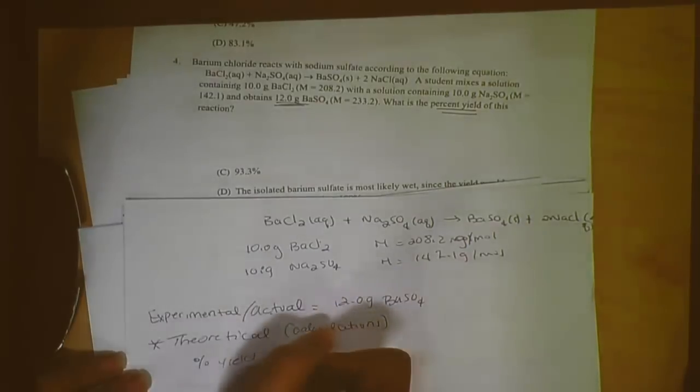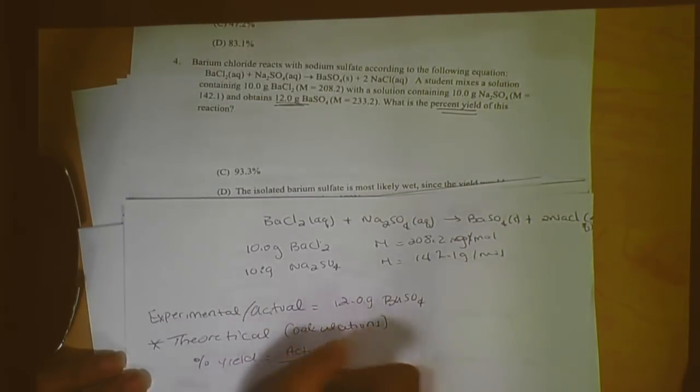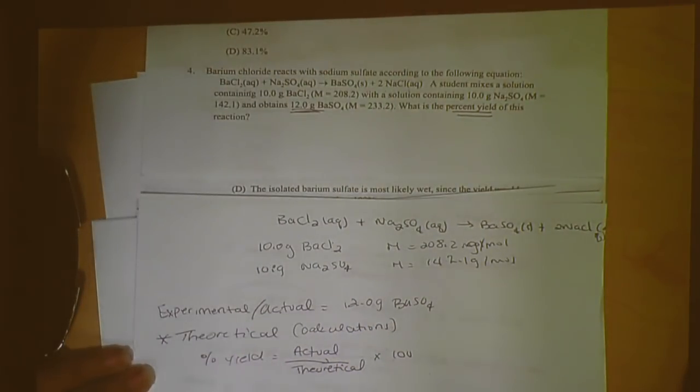Percent yield is always actual over theoretical times 100. So you want to compare what you actually got in the experiment versus what you were supposed to get based on calculations. So for that one, you're going to have to compare apples to apples. Because they give you that you actually got 12 grams of BaSO4, you want to figure out what you would have theoretically gotten for BaSO4.